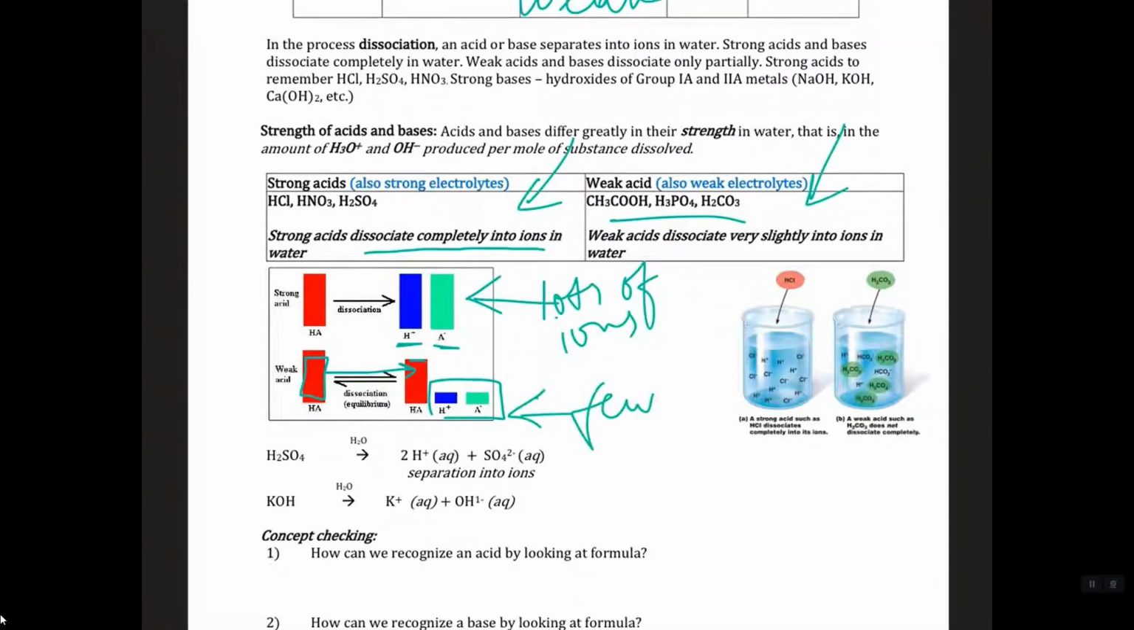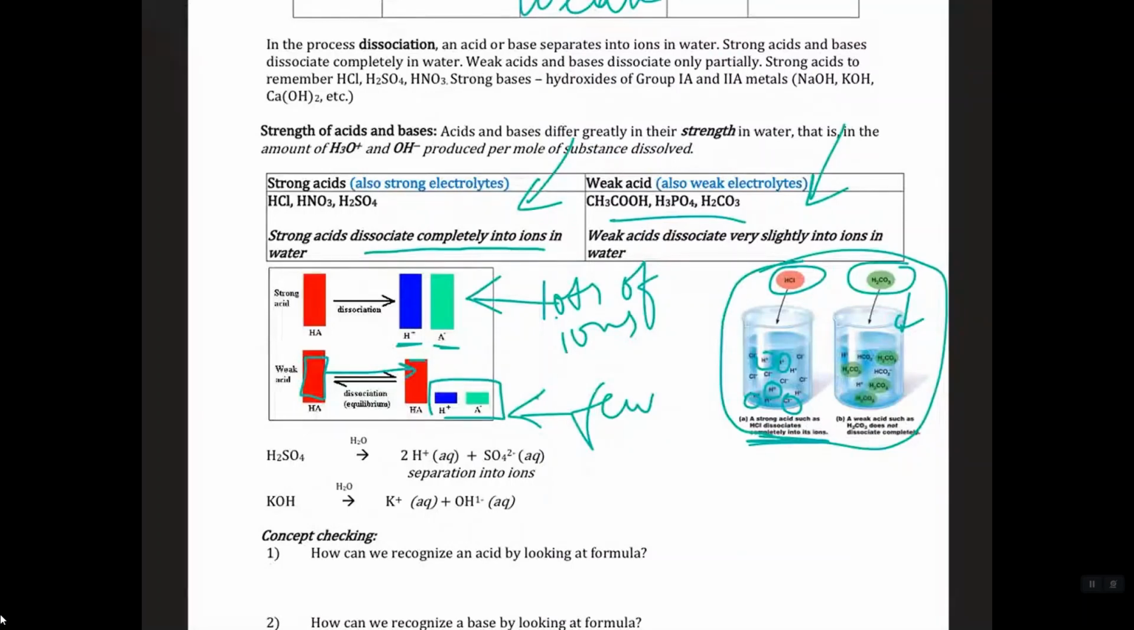And you can see another representation over here. So in other words, lots of hydrogen ions because it's every single molecule. If you add the same amount of hydrochloric acid and carbonic acid to two different beakers, you'll have much more protons in a beaker with hydrochloric acid than you do where you added carbonic acid.